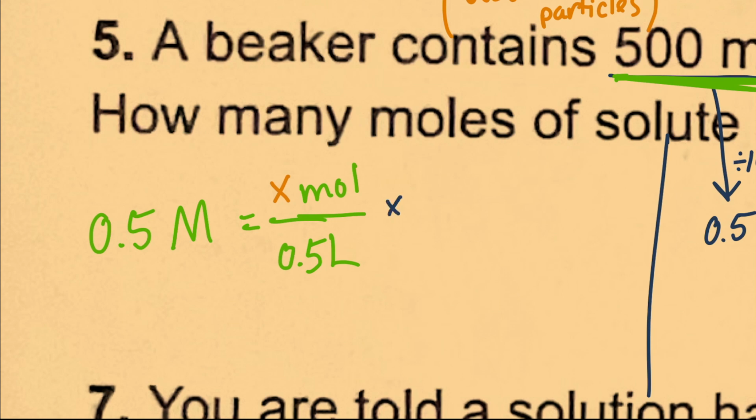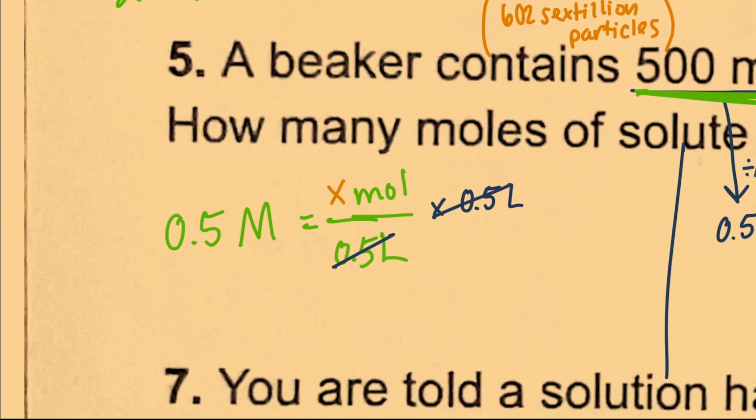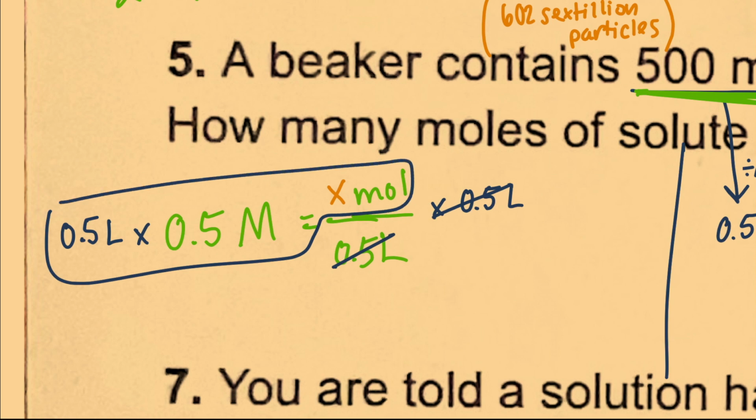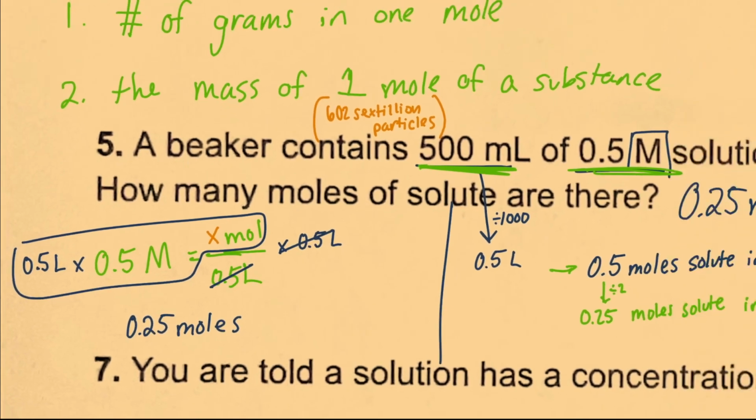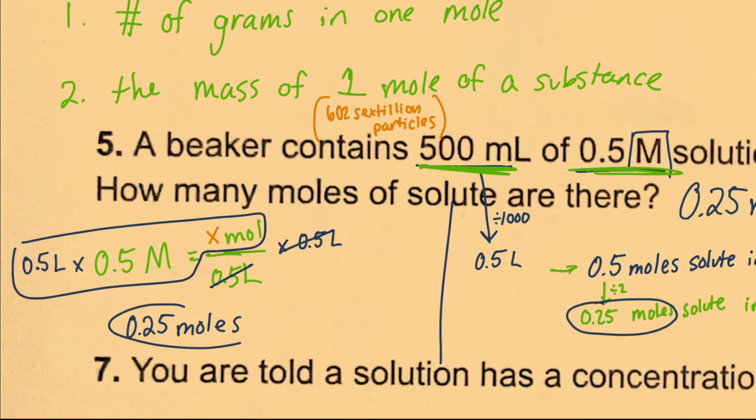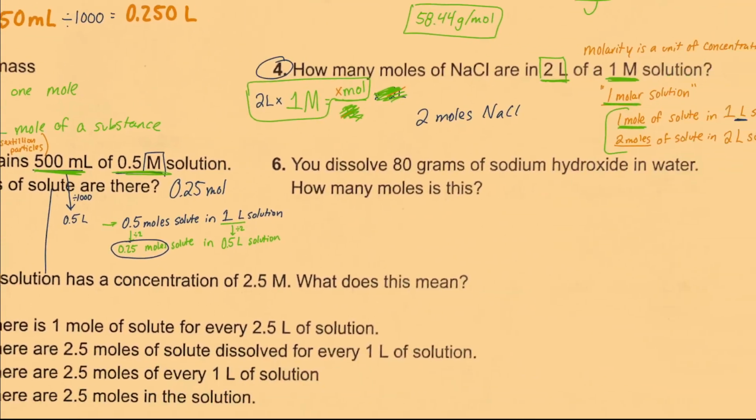So for this, I'm going to multiply both sides by the thing on the bottom again. So multiply both sides by 0.5, because I'm trying to get that x moles by itself. That allows me to cancel these out. Remember, whatever I do on the right side, I have to do on the left side as well. So that's 0.5 L times 0.5 M equals x moles. If you punch that in your calculator, 0.5 times 0.5, it'll tell you that there are 0.25 moles. And that was the same answer that I got over here. So that's how we get 0.25 moles.